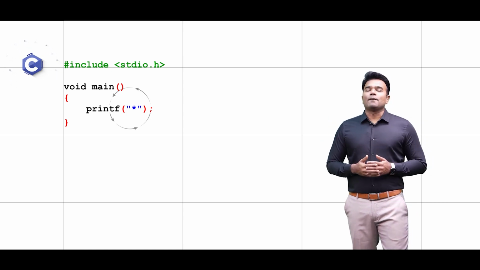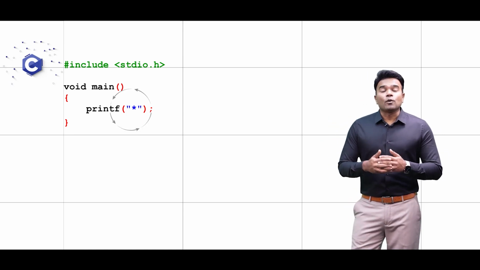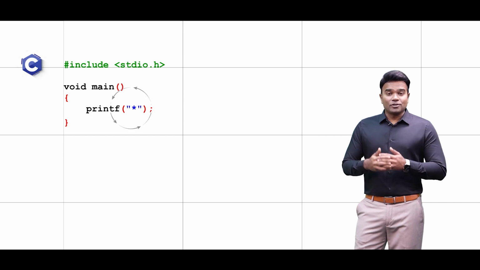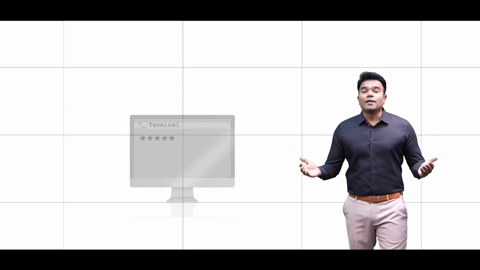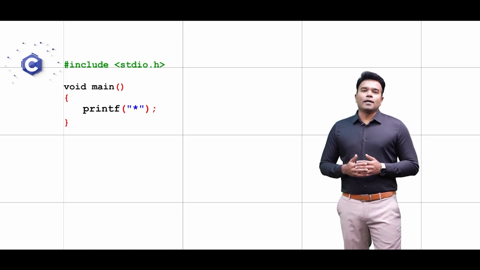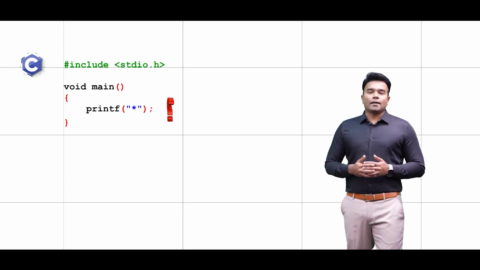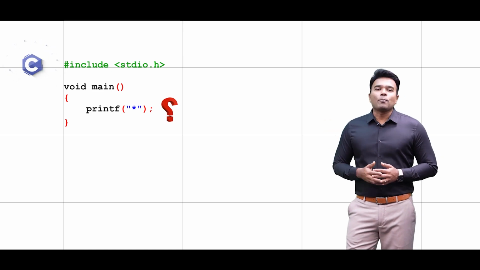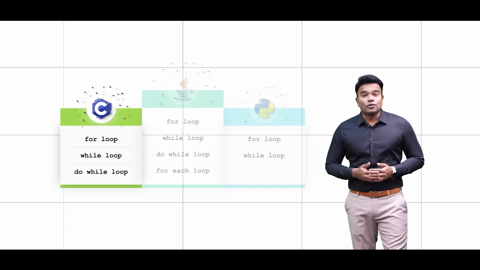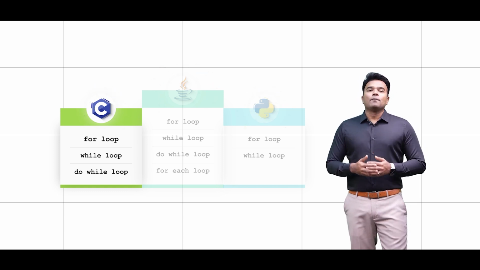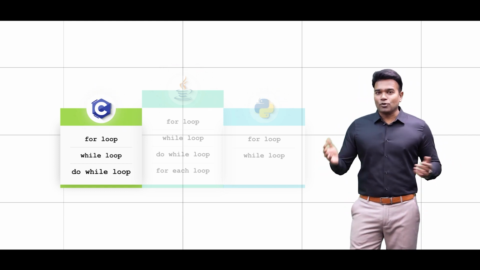In other words, if I can repeatedly execute this one print command 5 times, then obviously I shall be getting 5 stars. But then how is it that I can be executing this one line 5 times? Well, that is possible by making use of loops. I have already told you that C language supports 3 types of loops: the for loop, the while loop, and the do while loop.